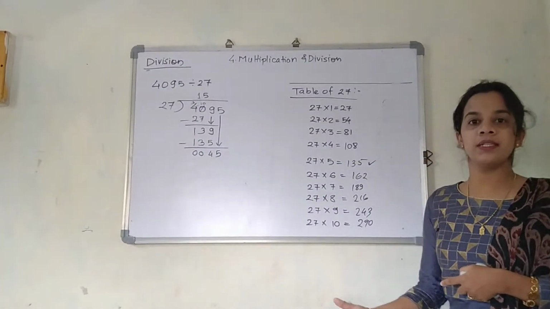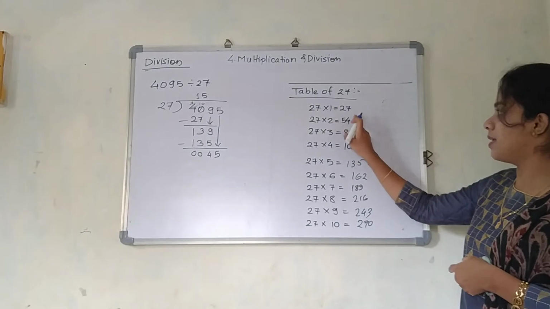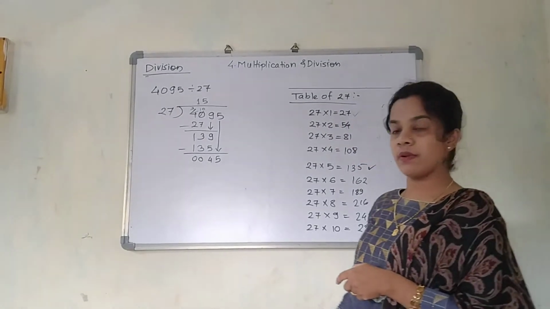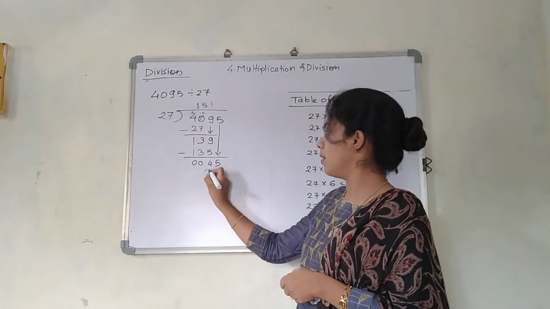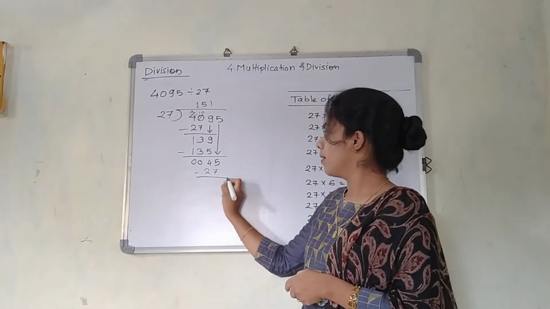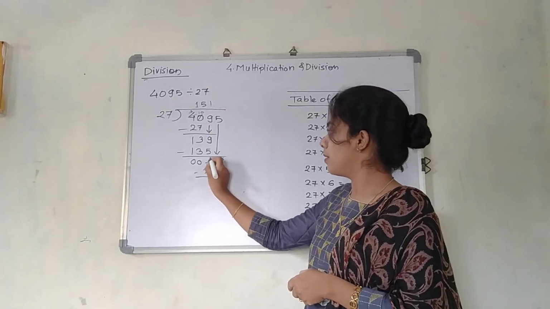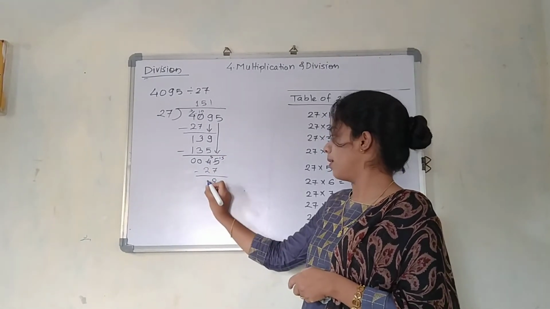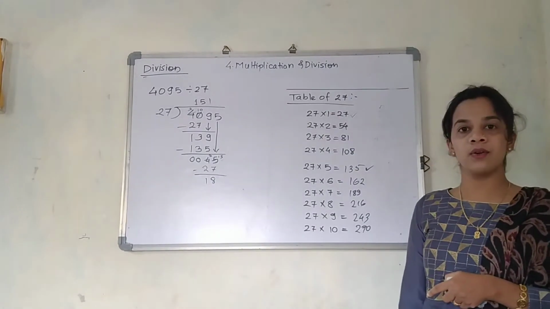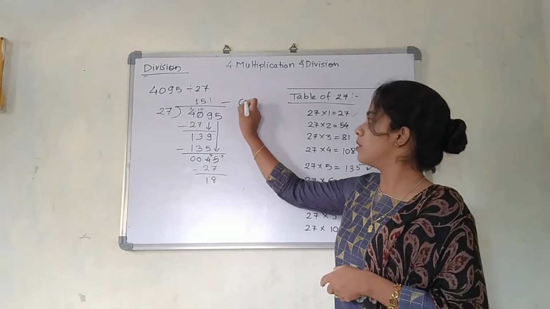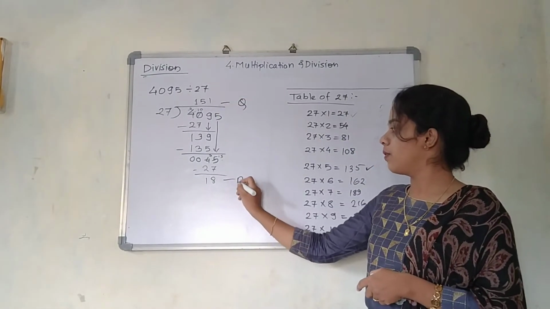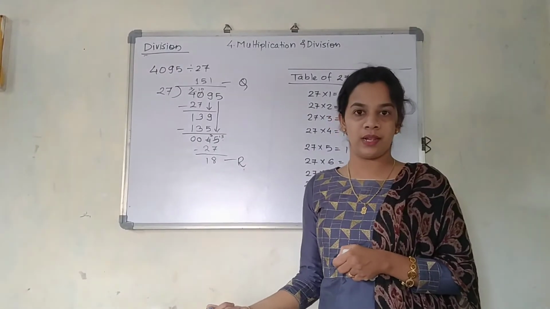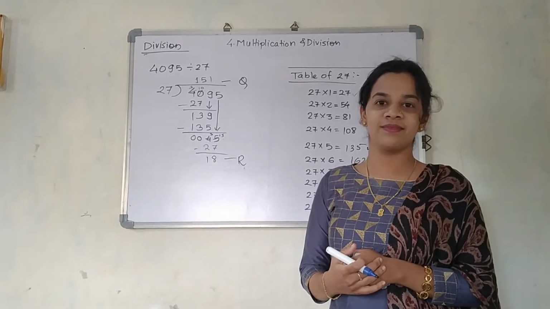Now just tell me, 27 how much is that? 27 ones are 27, 27 twos are 54. We want the lowest number, so I am going to write 27 ones are 27. So 15 and this will be 3. 15 minus 7 is 8 and 3 minus 2 is 1. So the remainder is 18 and the quotient is 154. This will be your quotient. This will be your remainder. I hope you have understood this. We will solve one more question like this.